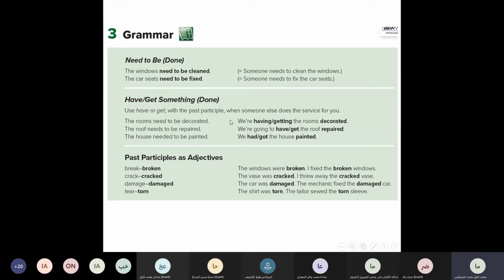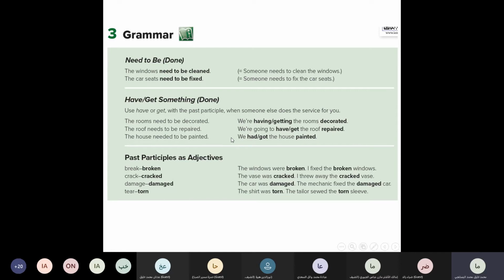Here, also it depends on the tenses. If the tense is present progressive, it will be like this. Be plus having plus the verb 3. Look here. Be, we are having or we are getting, he is having, he is getting, then something, then the verb 3. Who can read the second example?